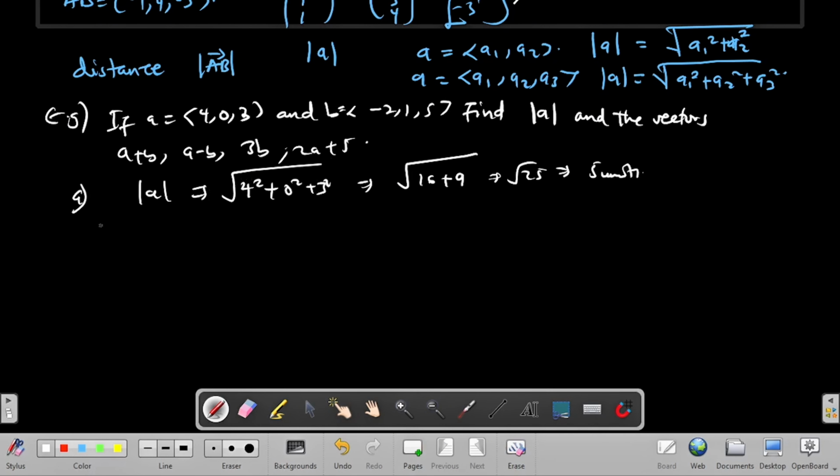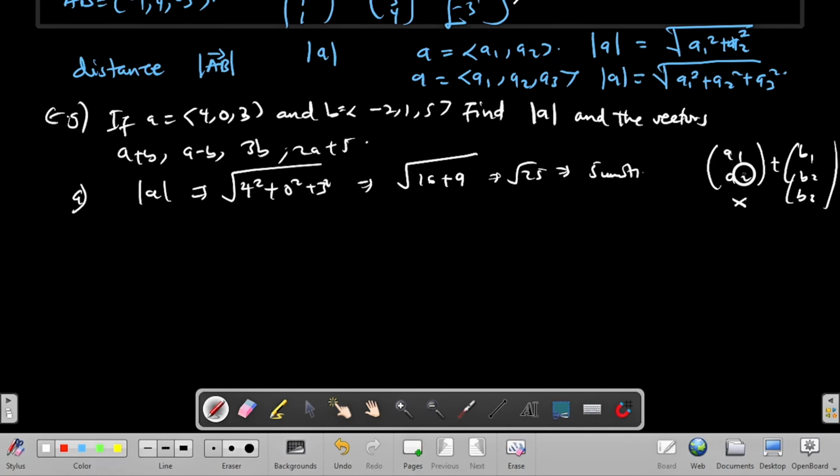Now the second one says we should find a plus b. So in vectors, you can add vectors, you can subtract vectors, but there is one rule: you add or subtract corresponding components. You cannot add a two-dimensional vector to a three-dimensional vector. It's not possible because we don't have corresponding components. Let's say I have a1, a2, and I'm adding this to b1, b2, b3. You can't do that because a1 will have a component, a2 will have a component, but there is no component for a3, so it's an error.